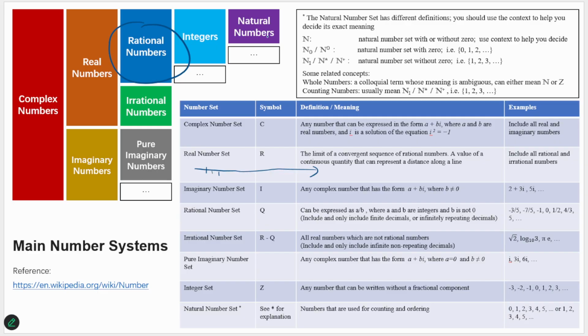So we only consider real numbers in this course unless otherwise stated. And these are the commonly used symbols to describe each of the number sets. So make sure you're familiar with the numbers and symbols here.